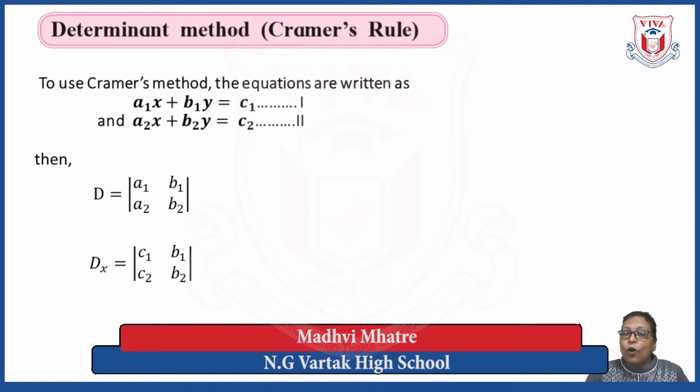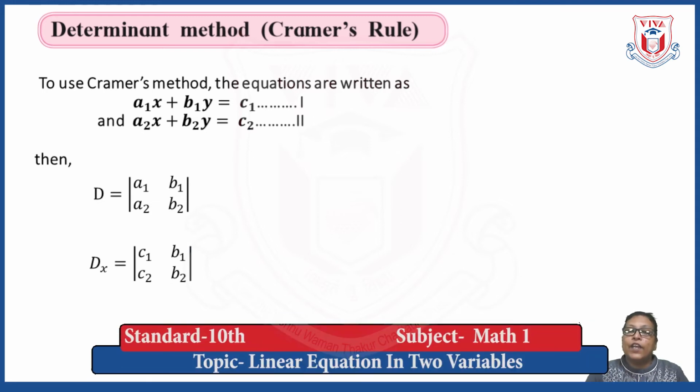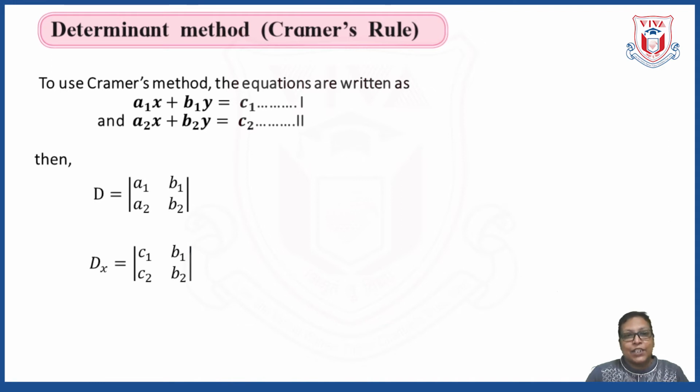So if you observe D, in place of a1 and a2, c1 and c2 is written. Coefficients of x are replaced by c1 and c2, and b1 and b2 is taken as it is for Dx. Similarly, for writing Dy, we are not going to consider the coefficients of y. Forget y when you are writing Dy. Forget x when you are writing Dx.